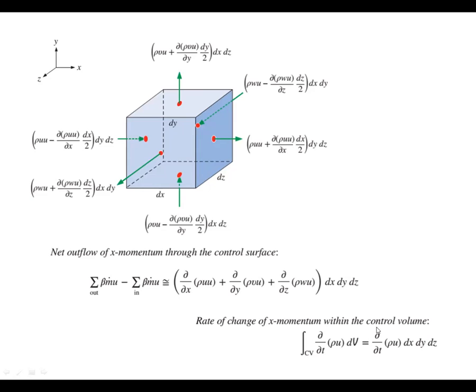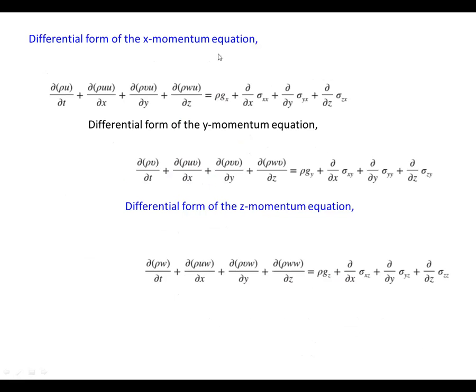The rate of change of x momentum within the control volume is given by the integral over the control volume of del by del t of rho u dV, where dV is the volume element. The x momentum in the x direction is given by del rho u by del t. Similarly, as in the continuity equation, here u is coming, then another u, that is an additional u instead of the v. Similarly, in the y direction you get v terms in all the multiplications.